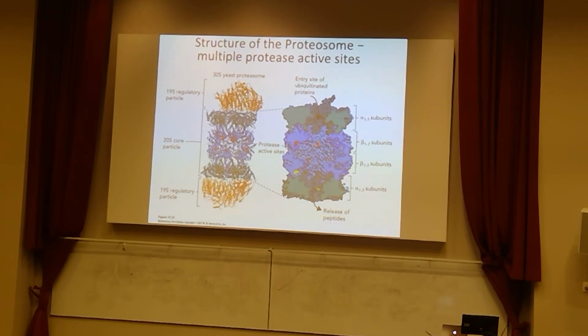The different protease active sites are responsible for carrying out degradation in different ways. So the proteins come in one side of this chamber, get chewed up by these proteolytic activities, and then short peptides are released that then go on to form individual amino acids that can be reused by the aminoacyl tRNA synthetases.